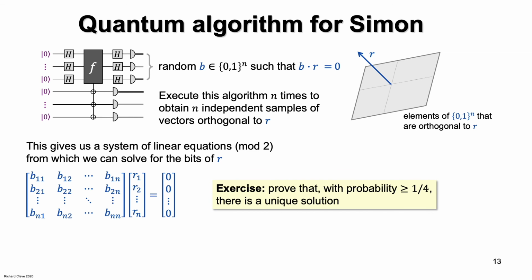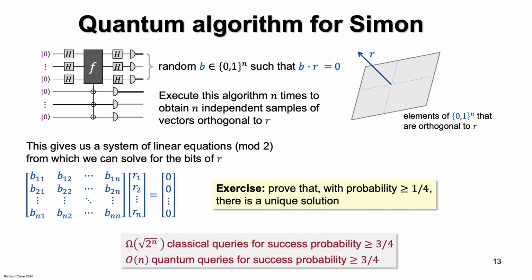So we now have a quantum algorithm that makes n queries in all and succeeds in finding r with probability 1/4. By repeating this whole procedure 5 times, we can get the failure probability below 1/4, because 3/4 to the power 5 is less than 1/4. In conclusion, order square root 2 to the n queries are necessary for any classical algorithm to attain success probability 3/4, whereas order n queries are sufficient for a quantum algorithm to attain success probability 3/4.